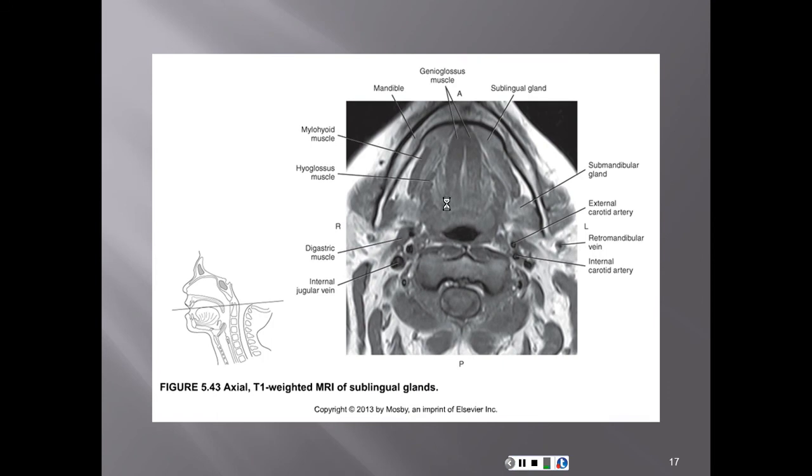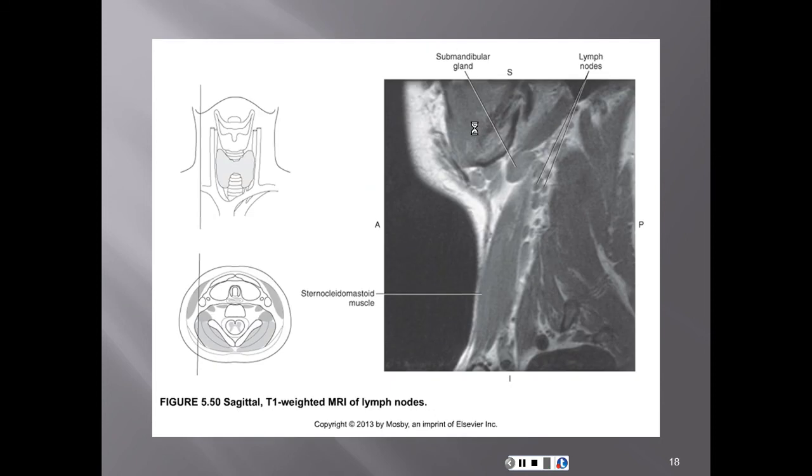Okay, in this picture we want to identify the region of where the submandibular gland would be and where the sublingual glands would be. So the submandibular, sublingual. This is a sagittal T1 weighted MRI image of the lymph nodes, and you see multiple lymph nodes. All these little dots are lymph nodes, but here you see a good elongated view of the sternocleidomastoid muscle.